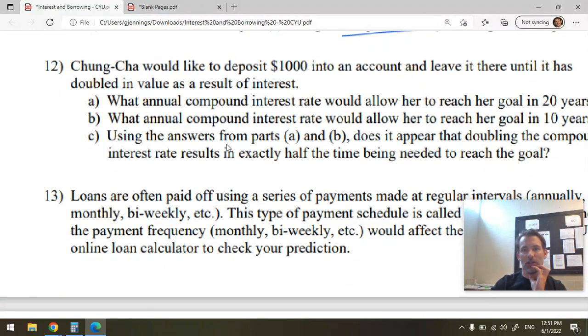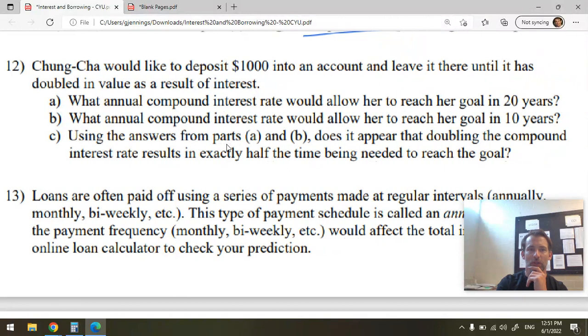Changcha would like to deposit $1,000 into an account and leave it there until it has doubled in value as a result of interest. What compound interest rate would allow her to reach her goal in 20 years? All right, we have a bonus question here, folks. This question is for bonus marks. I know how to solve this question 6 ways from Sunday, but you don't.